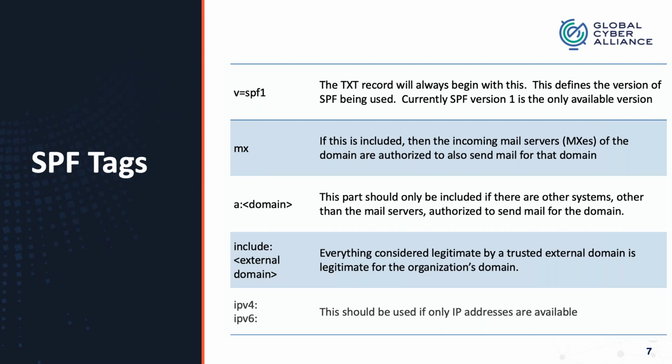Now, there could also be situations where you may not have a fully qualified domain name. You may just have an IP address. That's where you can use IPv4 or IPv6, so you can define that here. It doesn't have to be just an IP address. If you have the CIDR notation for it, you can actually use CIDR notation here as well.